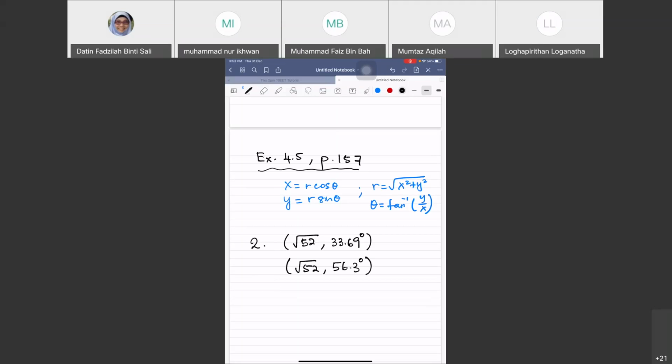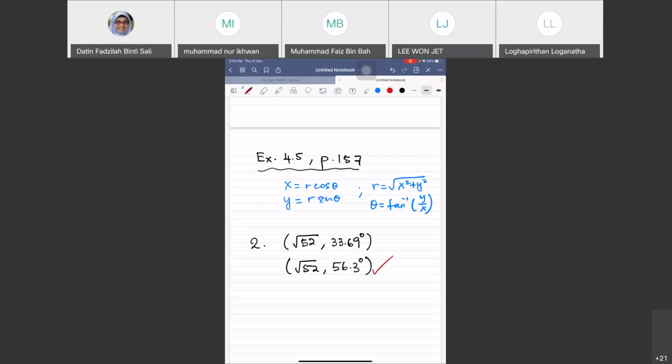Quadrant 1. Okay. Lee Wanjet, what do you get for question 2 also? The R is square root of 52, and the theta is 56.31. Okay, 56.31 or 56.3. The answer is here, which is square root of 52, 56.3 degrees. Okay, Faiz, double check your angle.